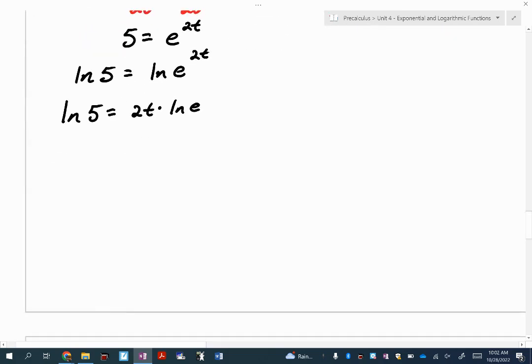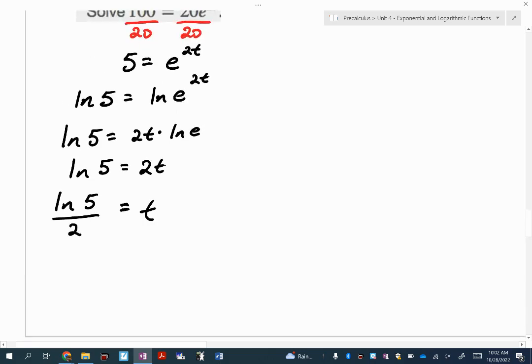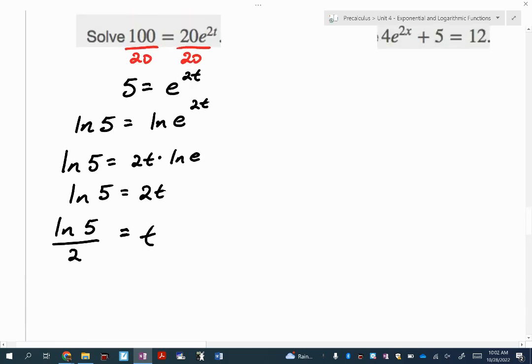So really, when I have 2t times the natural log of e, I'll rewrite it for this step, but it's just gone because 1 times 2t is 2t. So to get the answer, I'm going to move that 2 over with division to write it as the natural log of 5 divided by 2. Again, you can get an approximation in decimals, but there's no reason to. Just leave it as the fraction.